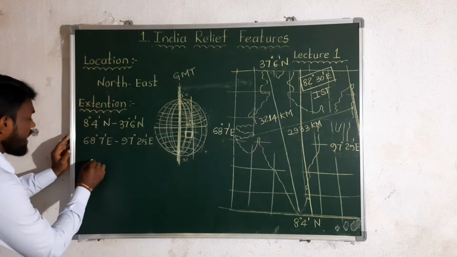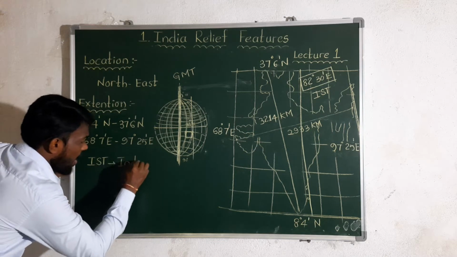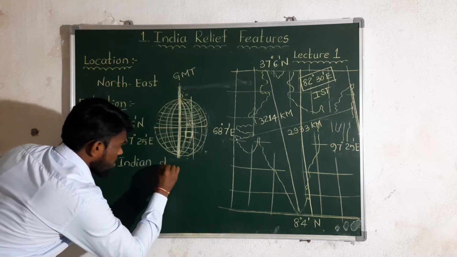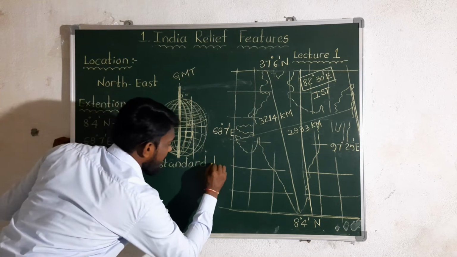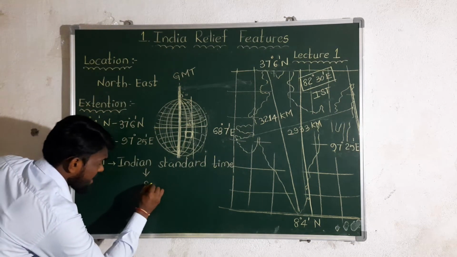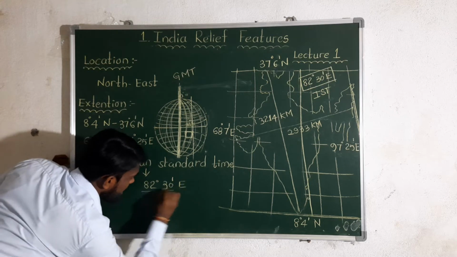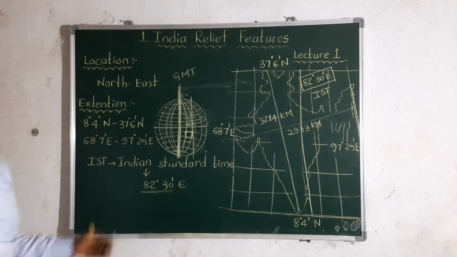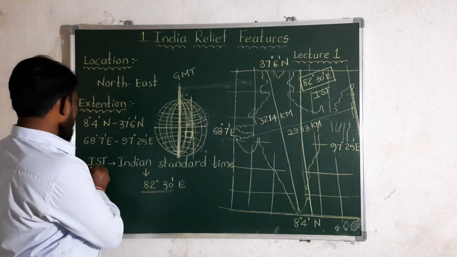IST means Indian Standard Time. With the help of the longitude which passes through Uttar Pradesh, that longitude is taken as Indian Standard Time. Based on this 82 degrees 30 minutes east longitude, India follows a common time for all the people living in the country. So for India, Indian Standard Time.